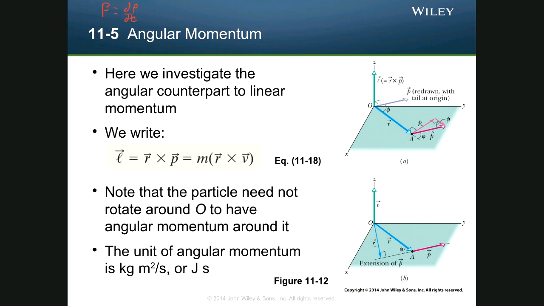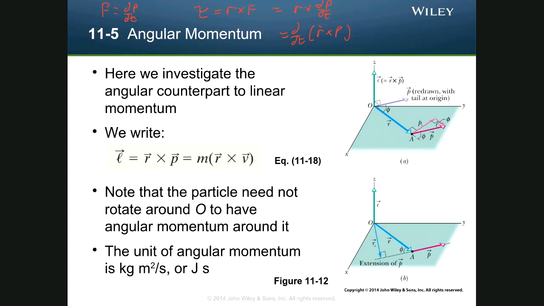Right? So if we look at this, if we go here to our torque, it is going to equal r cross F, right? That's going to be equal to r cross dp/dt. And we can write that as equal to d/dt of r cross p.